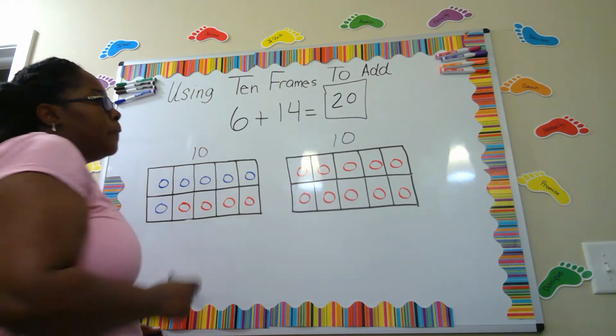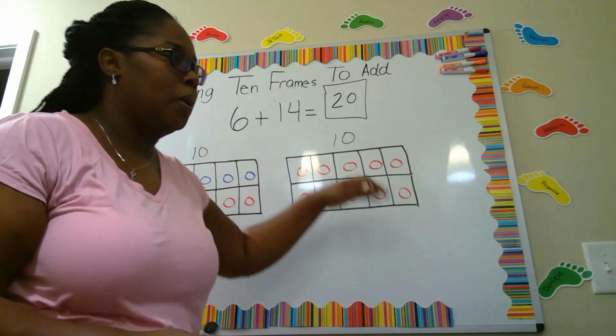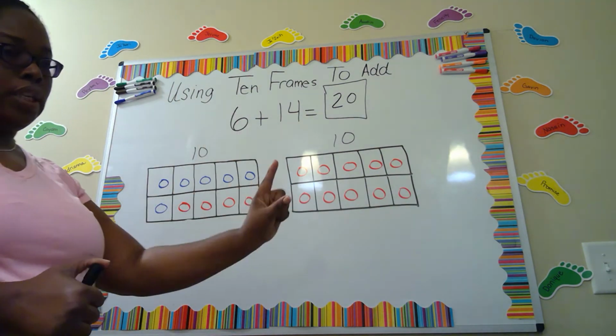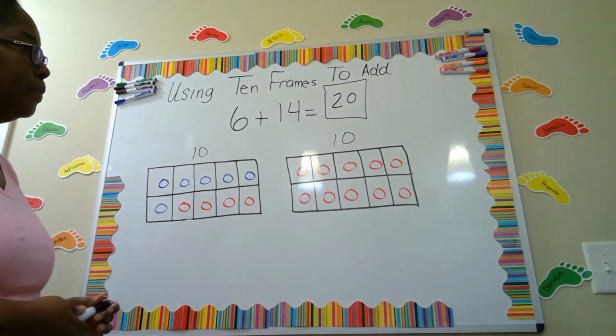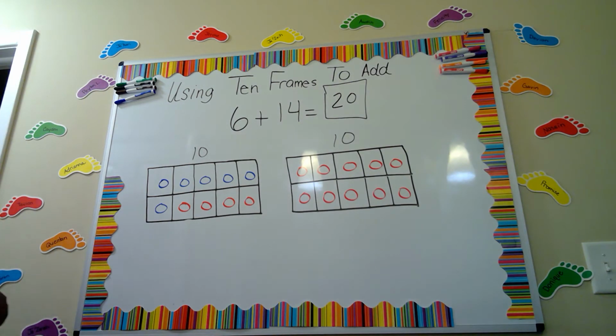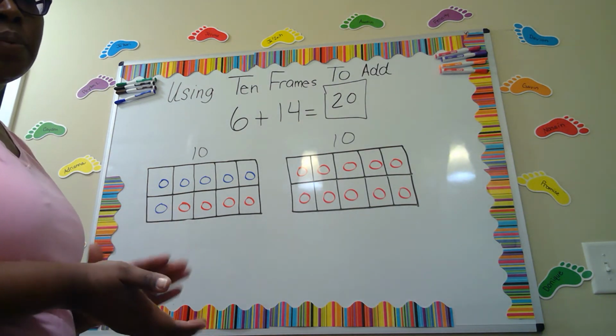And 2 10 frames filled up. 10, 20. If I count it by tens, 10, 20. So 10 plus 10 equals 20. And there we have solved it. Okay? Give yourselves a round of applause.